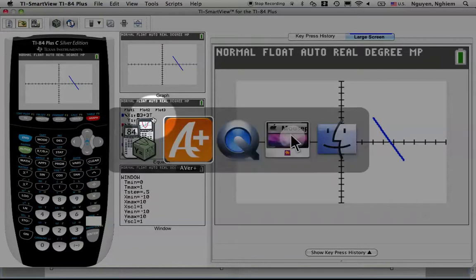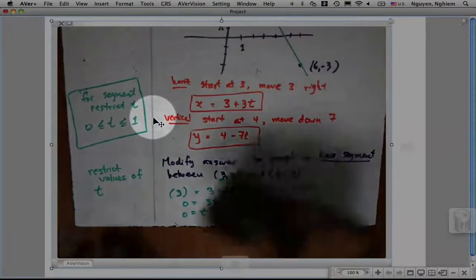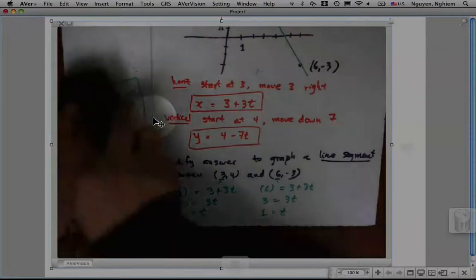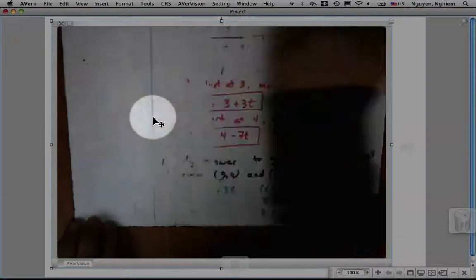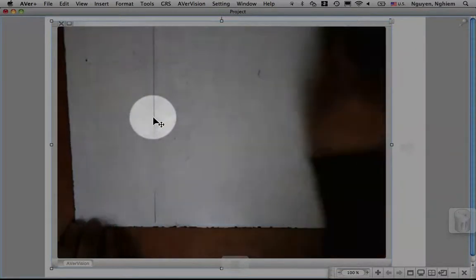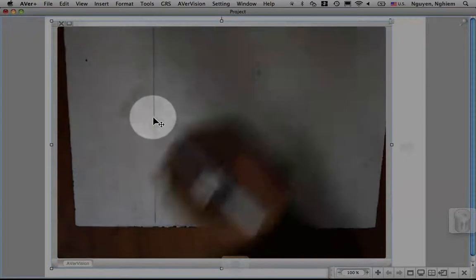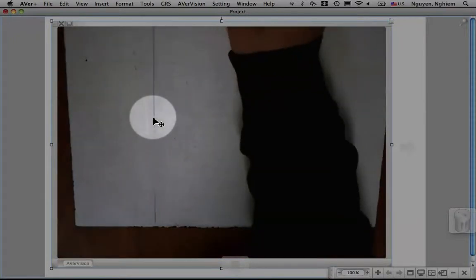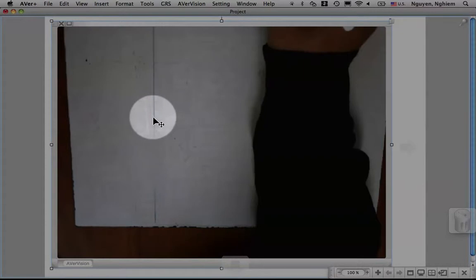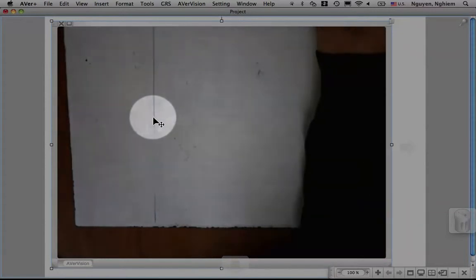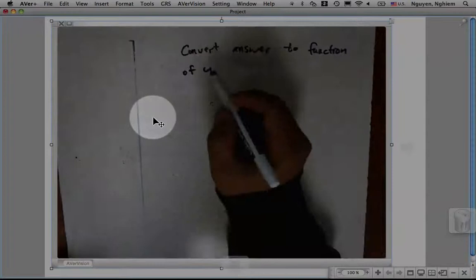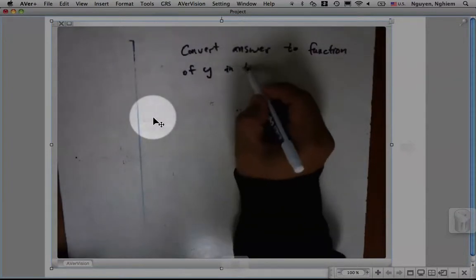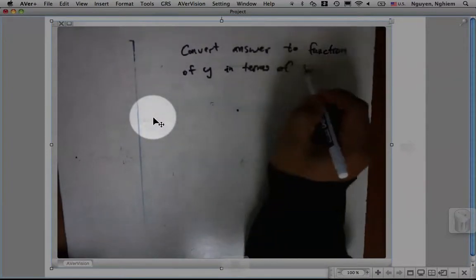All right, and let me finish out with the final example here. So what if instead of using parametric mode, I want to convert this back into function mode? Okay? So I have one final example here. This time I want to convert to a function of y in terms of x. Whoops, I'm writing this stuff way off the screen.